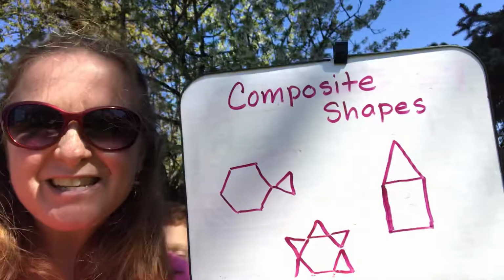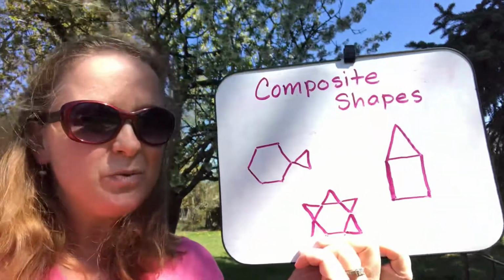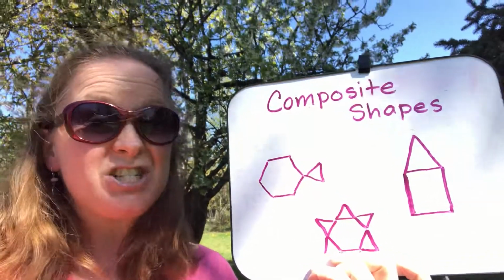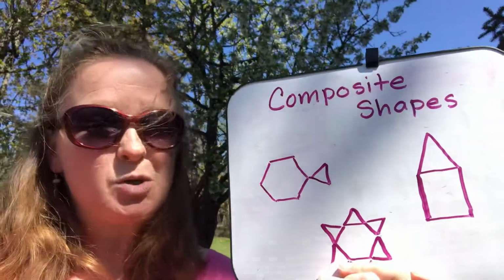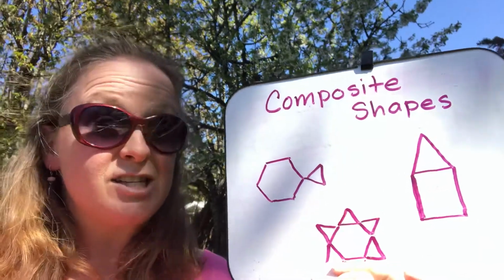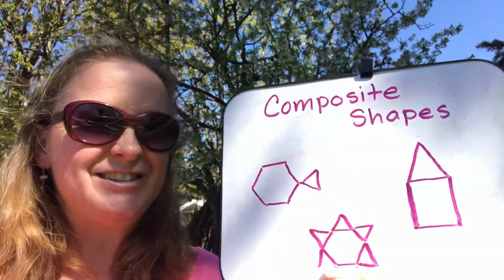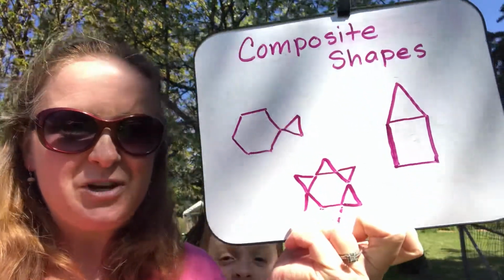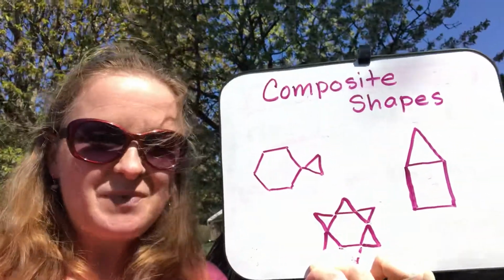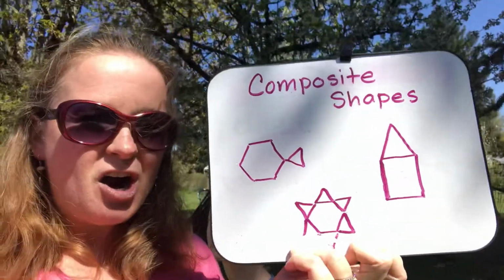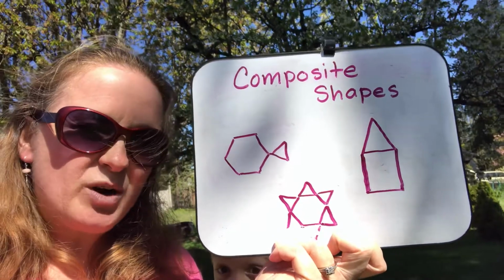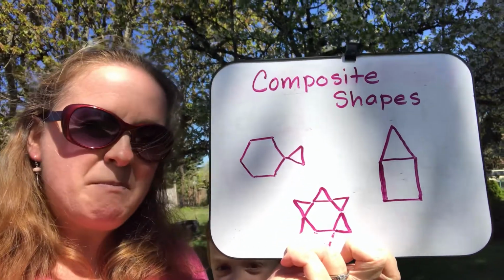Today we're going to talk about something called composite shapes. Now, last week we talked a lot about shapes, right? Basic two-dimensional flat shapes that we see in the world around us. Things like squares, triangles, circles, rectangles, even trapezoids, for example. Well, today I'd like to share with you what composite shapes are. Composite shapes are shapes that are made by putting together or connecting different two-dimensional shapes.